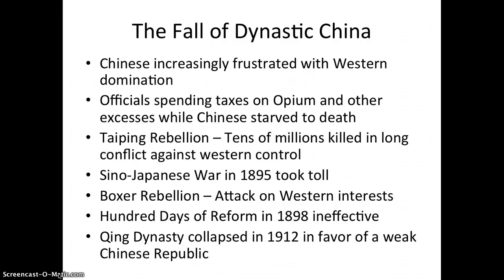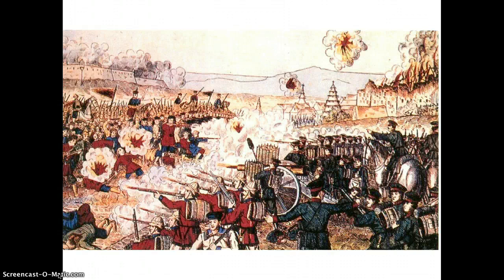So that forces the Qing dynasty to enact 100 days of reform in 1898, where they try to overhaul the government, bring in more people when it comes to decision making. Doesn't really work. And by 1912, the Qing dynasty has collapsed in favor of a weak Chinese republic, which, if we were going on into the history of China, you would see that that's not going to last very long either. Sun Yat-sen will overthrow that as a dictator.